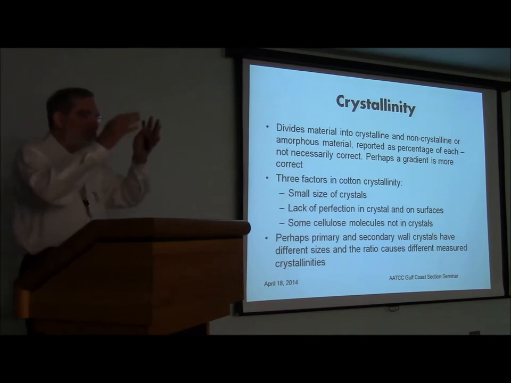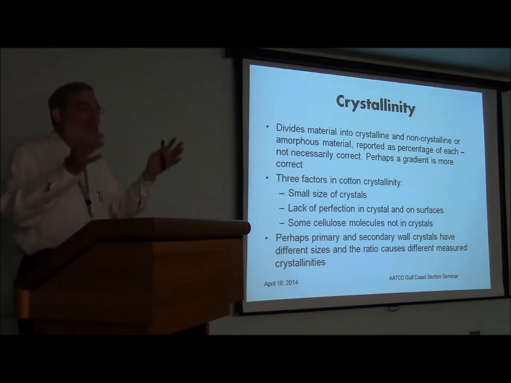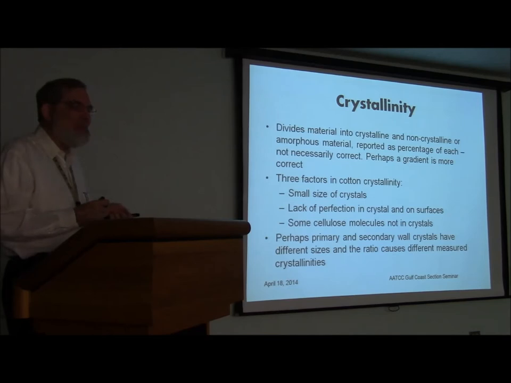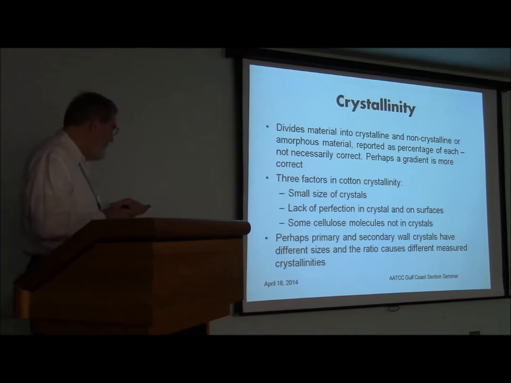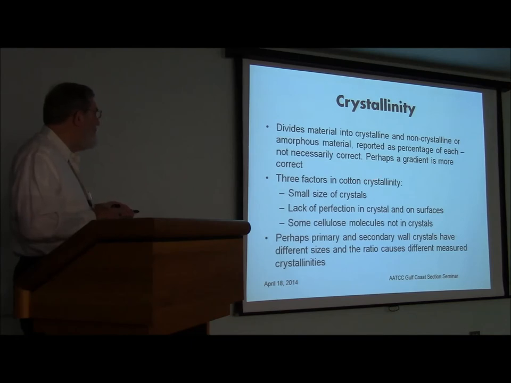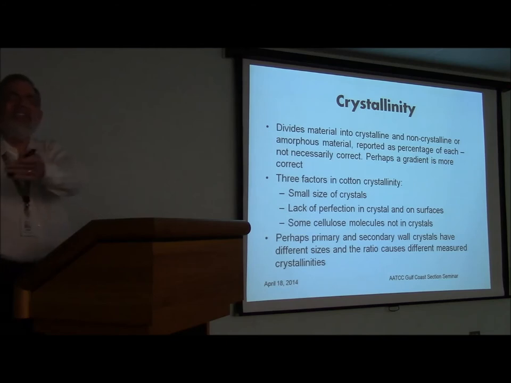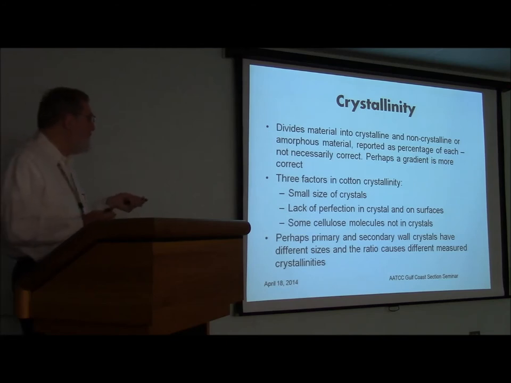So you start off with something really crystalline in the center of a crystal, and then as you go out toward the edges, it's not quite so crystalline anymore, but it's still fairly well ordered. But there are three different factors for sure that would be factored into most people's measurements of crystallinity. One is the size of the crystals, and the smaller the crystals are, the less crystalline the material is. Even though each of the crystals might be perfect, it will give a smaller value in most crystallinity measurements.